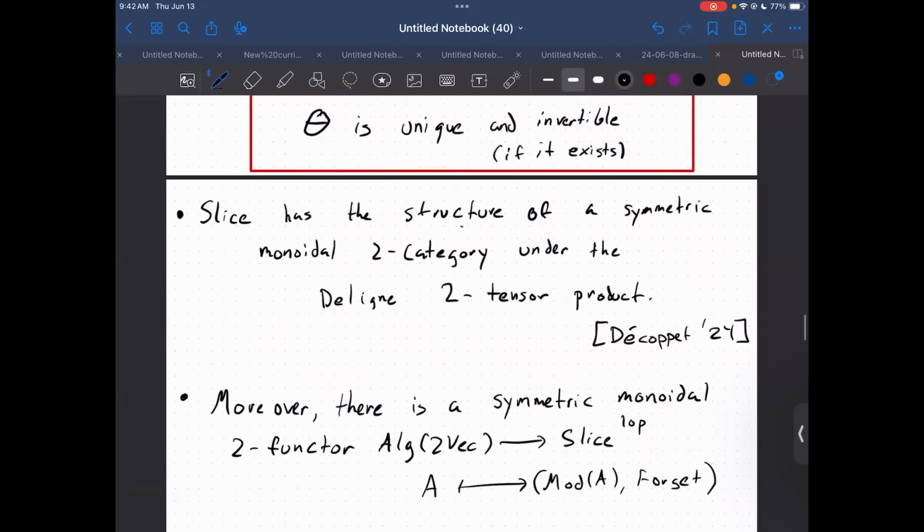And under this construction, again for the exact same reason, there's a symmetric monoidal 2 functor from the category of algebras in 2-Vec, which is monoidal categories, etc., to the opposite category of the slice category at the 1 level, which sends an algebra to its category of modules and forgetful functor. The reason this is contravariant is that if I have an algebra morphism from A to B, then I pull back along it, so I get a map between the module categories that goes in the opposite direction.